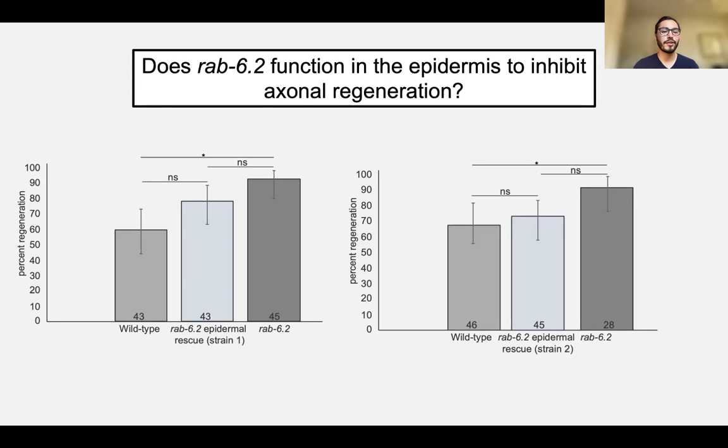But this reduction in regeneration was not significantly different from animals with RAB 6.2 and animals without RAB 6.2, giving me inconclusive data. And I think that this is mainly because the sensitivity with which I scored regeneration wasn't sensitive enough to tease out this difference. As I said before, I scored regeneration as either positive or failed regeneration. So it didn't account for the extent of regeneration or how much the axon truly regenerated. And also I have two graphs here because I replicated this with two different strains of animals.